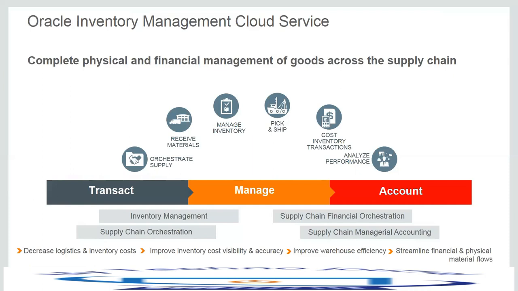And we will talk about the orchestrations. So supply chain financial orchestration allows companies to automate the financial flow execution for internal trade between parties independent from the physical movement of goods and fulfillment of services. The next one is supply chain orchestration. It provides a tool to configure, orchestrate, and monitor complex supply flows. So together, all these products form Oracle Inventory Management Cloud Service.